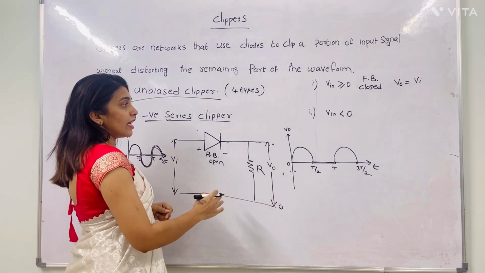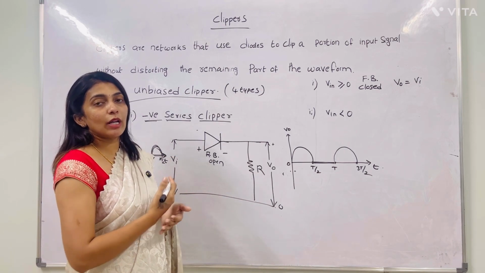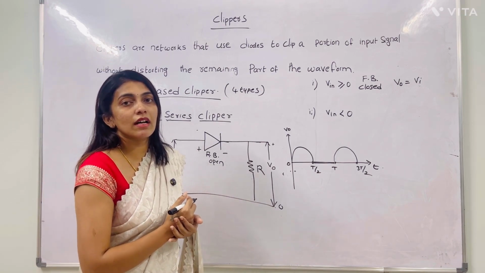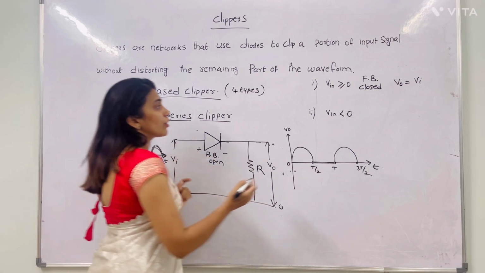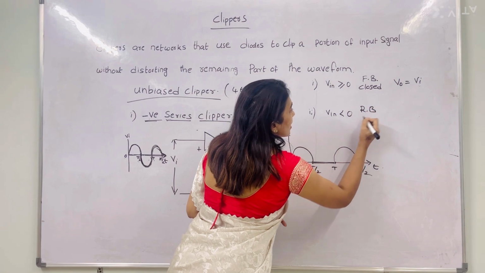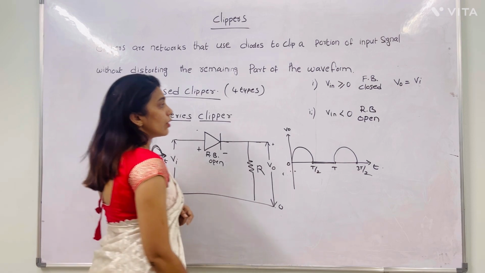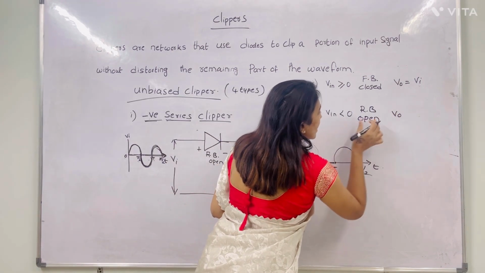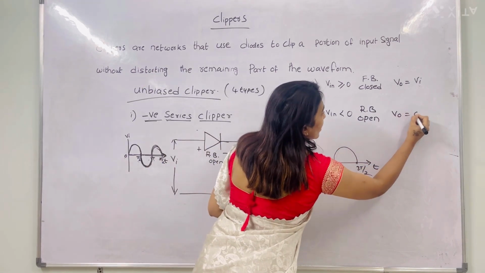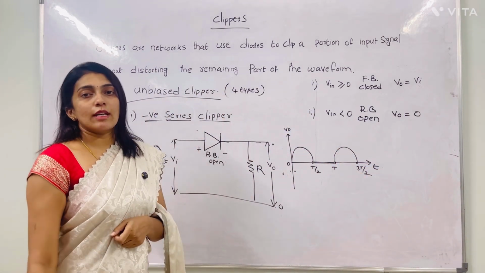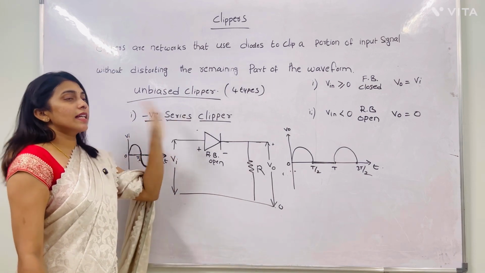Next, V in less than 0 means below the reference voltage, below the origin, which means a negative peak. So during the negative half, the diode is in reverse bias condition and acts like an open circuit. Obviously, if it is in open condition, it does not allow the input to the output side. So V0 is equal to 0. So this is all about a negative series clipper.